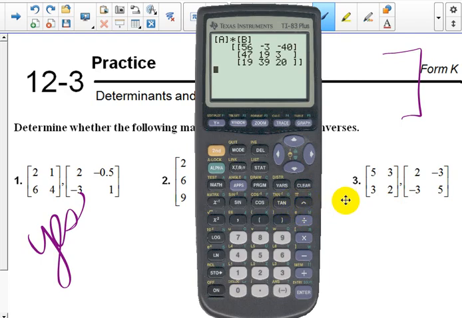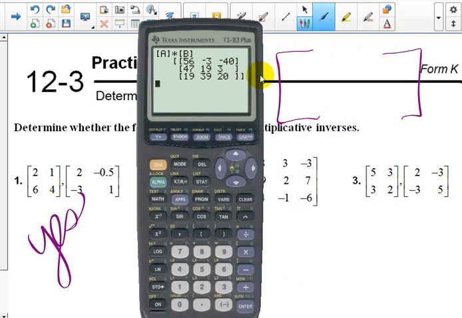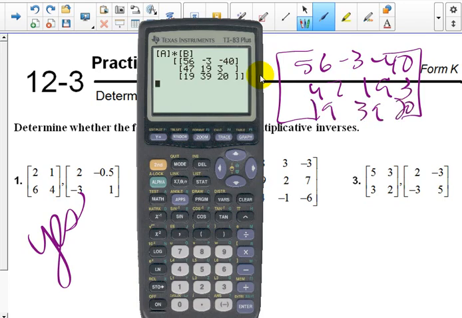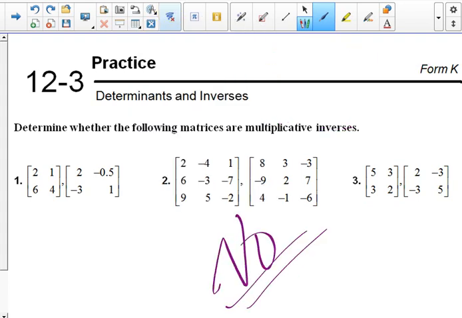So do we have an identity matrix here? No, it's not even close. And I'm sure my data is right, and I've done this like 4 times today. So we have 56, -3, -40, 47, 19, 3, and then 19, 39, and 20. Because we've got that crazy thing, it's not the beautiful 1, 1, 1 with all zeros, then we say no. They are not multiplicative inverses. You can stop right there. They have to both give you the identity matrix. As soon as one doesn't, you're done. You just say no. So this one was a yes, this one's a no.